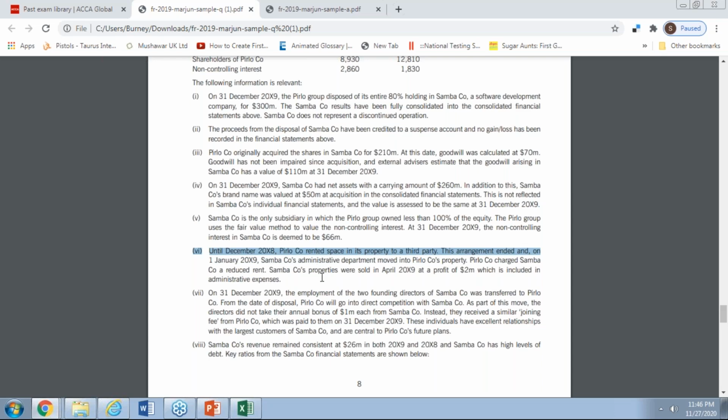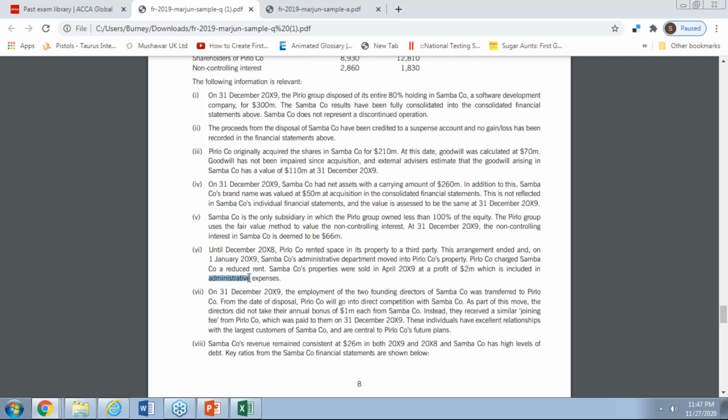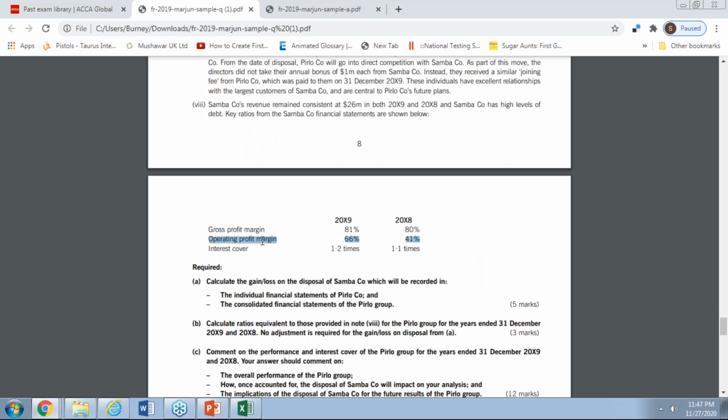Samba company's property was sold in 2009 at a profit of 2 million, which is included in the administrative expense. Now, this is again a point that you should understand that the Samba company has sold its properties at a profit of 2 million, which is a one-off profit recognized in the Samba company's income statement. So definitely the profitability of Samba company will go up in the current year. So you can see here in the operating profit margin section that previously Samba company earned a profit margin of 41%, which is now 66%.